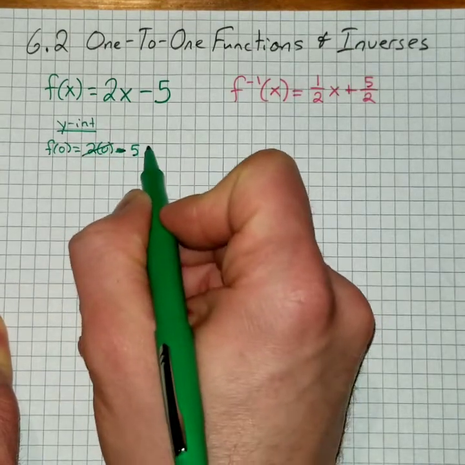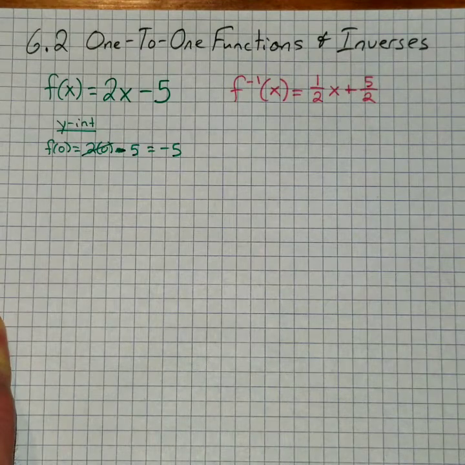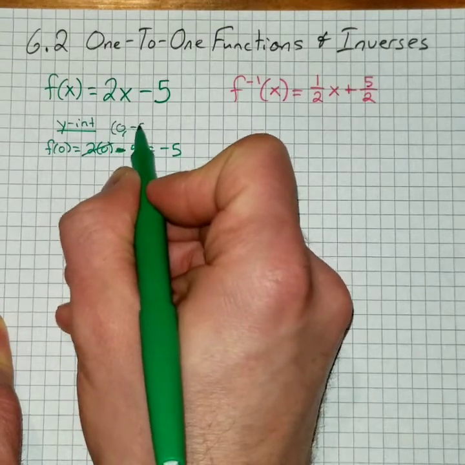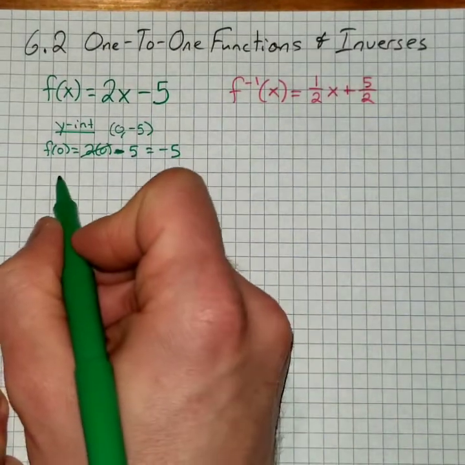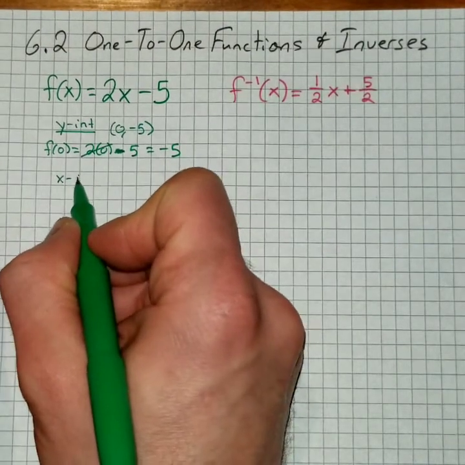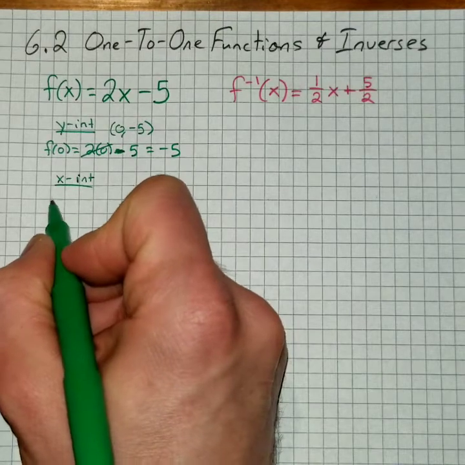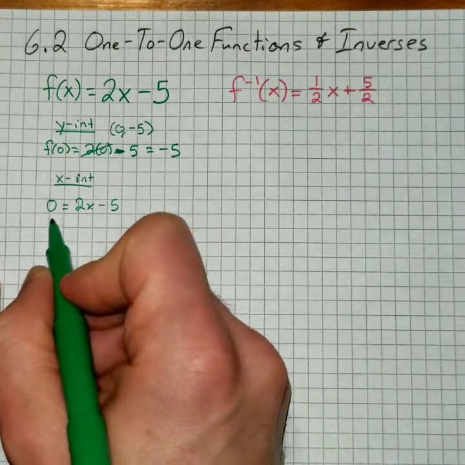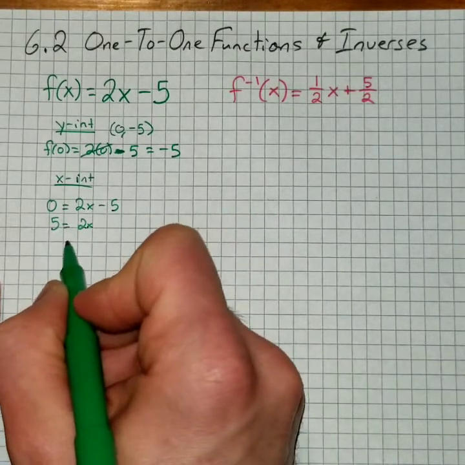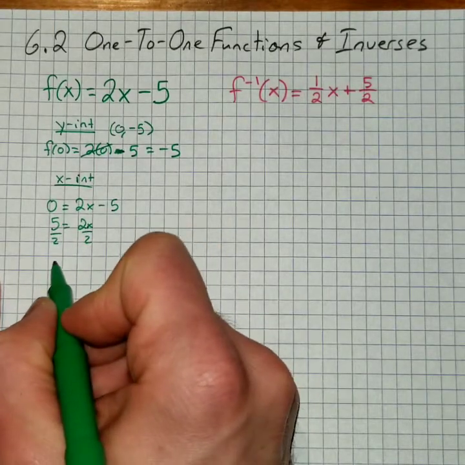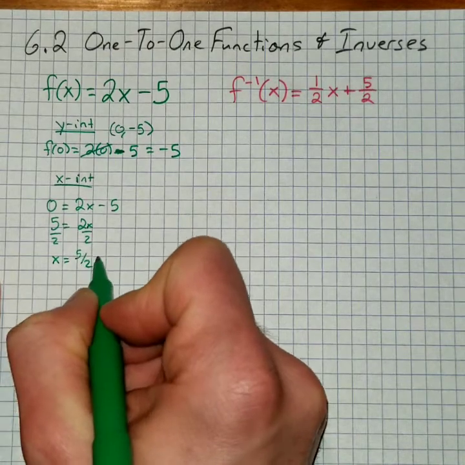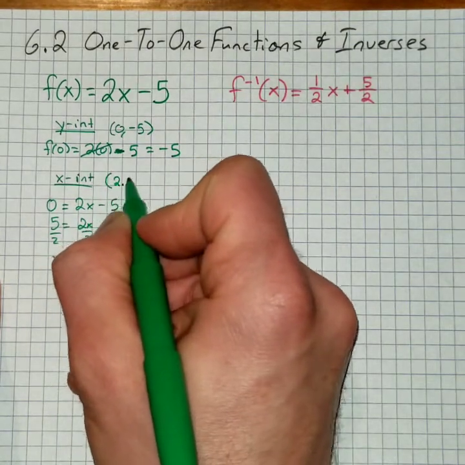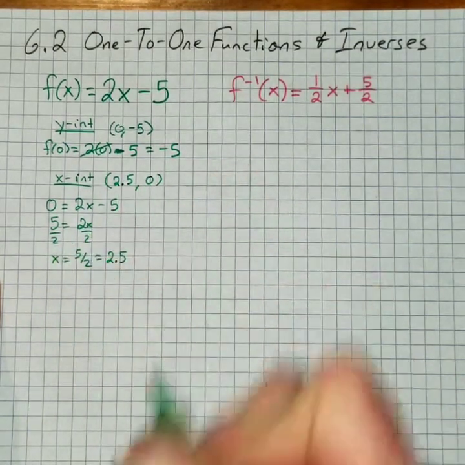The 2 times 0 drops out, and you just get a negative 5. So the y-intercept in this case would be 0 comma negative 5. The x-intercept is a little bit harder to find. You put a 0 in for the y and solve for x. So we add the 5 to both sides, divide both sides by 2, and so x is going to equal 5 halves, which is 2.5. So our x-intercept here is 2.5 comma 0.